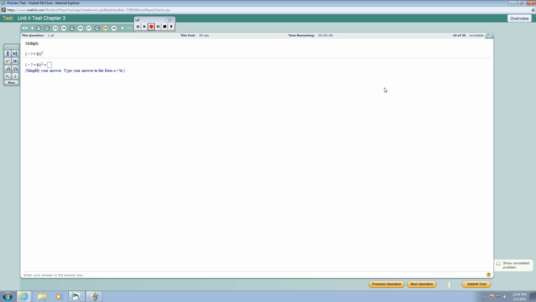Shortcut number what? Number 1. It's number 1 because it's got a plus in the middle. I wouldn't turn it around. I mean, you could turn it around, but people leave the signs off and they mess it up. So, that's up to you. This one says negative 7 plus 8i, quantity squared. Shortcut number 1.